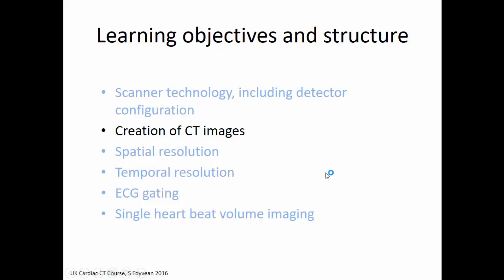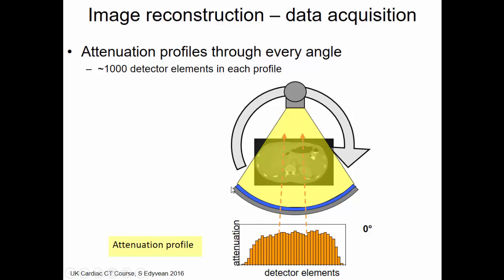So I've talked about measuring the attenuation for each detector element. We're measuring the attenuation of the X-ray beam. So if we just look in the cross section, this is our attenuation profile. This is representing the stopping power, if you like, of the object that's in the way of that X-ray beam. And each element here is defined to give us the points on the curve.